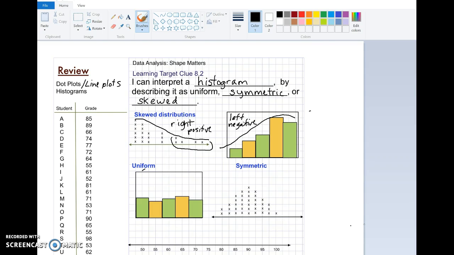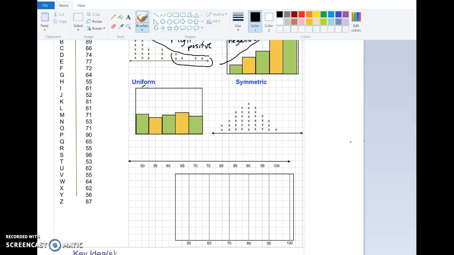Now, take a look at my next histogram. This histogram is uniform because for the most part, all my values are very close to the same amount. So uniform means that they're all about the same. If you think about when students have to wear a uniform to school, it means they wear the same clothing. That's what uniform means in a histogram. They're all about the same value. You can see that they're not really going up very much. They're very close to the same value.